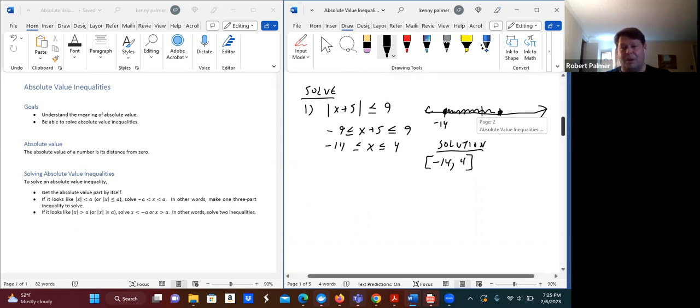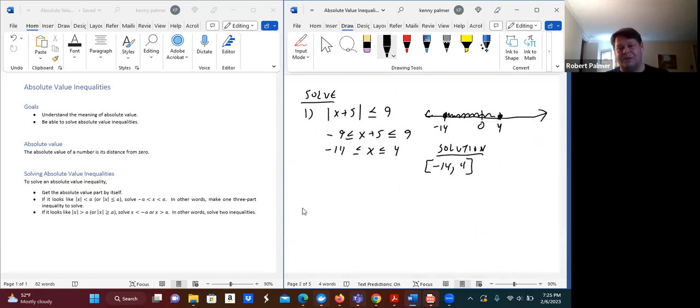Okay, now, what if we just reversed this inequality sign? Let's take a look at our next one. The absolute value of x plus 5 is greater than or equal to 9. Kind of in the reverse way, this says whatever x plus 5 is, its distance from 0 is greater than 9. So that means x plus 5 is greater than or equal to 9, essentially to the right of 9, or x plus 5 is less than or equal to -9, to the left of -9.